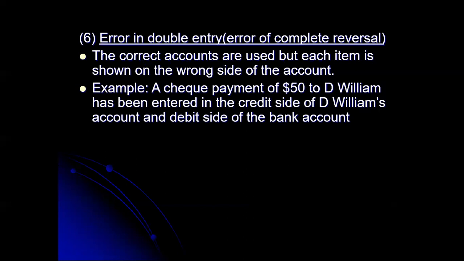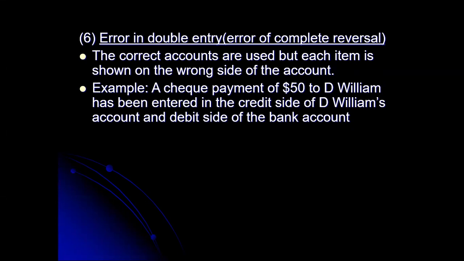Okay, next we have error in double entry, also known as error of complete reversal. This error is where the double entry itself is inverted. For example, a check payment of $50 to D. William has been entered in the credit side of D. William's account and debit side of the bank account. The correct entry should have been to debit D. William and to credit bank account. So since we have made an error of complete reversal, we have wrongly debited the bank account and credited D. William.